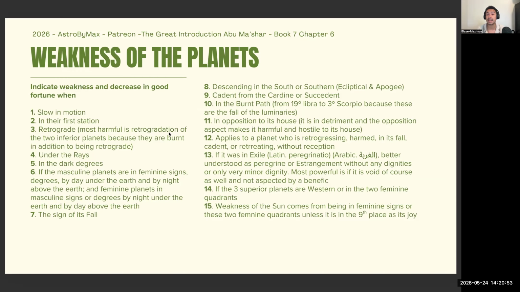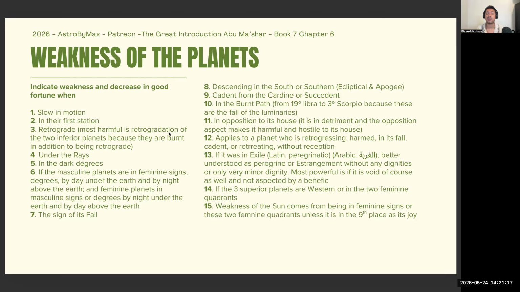Being in the dark degrees of Dhulum. If masculine planets are in feminine signs or in feminine degrees, or if by the day they are under the earth, and if they are by night above the earth, or if feminine planets are in masculine signs, or in degrees by night, or under the Earth, or by day above the Earth. If planets are in their fall, that is a condition of weakness for the planet.